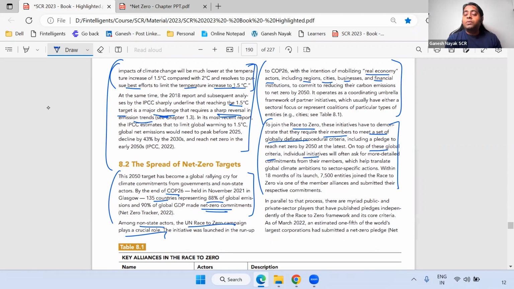There are two things: global criteria, where you define how you are going to reach net zero by 2050. Apart from that, at an individual level, how the member is going to commit and how it is going to reach that specific target also has to be clearly submitted to the committee. Okay, so that has been highlighted till this point.